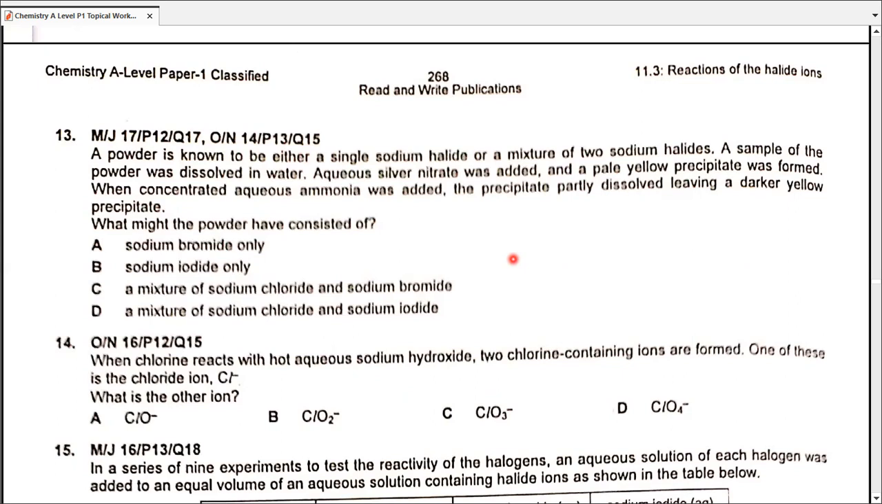Okay. So moving on, 13. The powder is known to be either a single sodium halide or a mixture of two sodium halides. A sample of the powder was dissolved in water, aqueous silver nitrate was added, and a pale yellow precipitate was formed. When concentrated aqueous ammonia was added, the precipitate partly dissolved, leaving a darker yellow precipitate. What might the powder have consisted of?